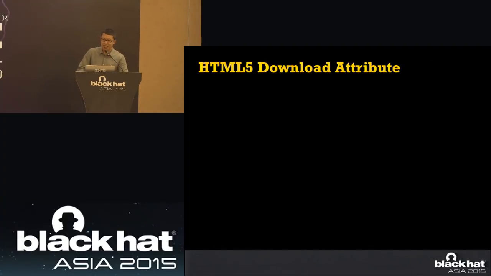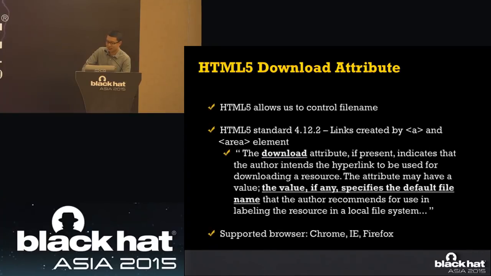There is an HTML5 feature. Browsers are so rich in features, and there are so many things that we can do research on. I just came across this one day while I was doing research. You can actually put an attribute called download on any A tag or area tag, and you can specify the file name with extension in the download attribute. When the user clicks on the link, the value in download is going to be the file name and extension of the file. And it's supported in Chrome, IE, and Firefox, basically all major browsers.